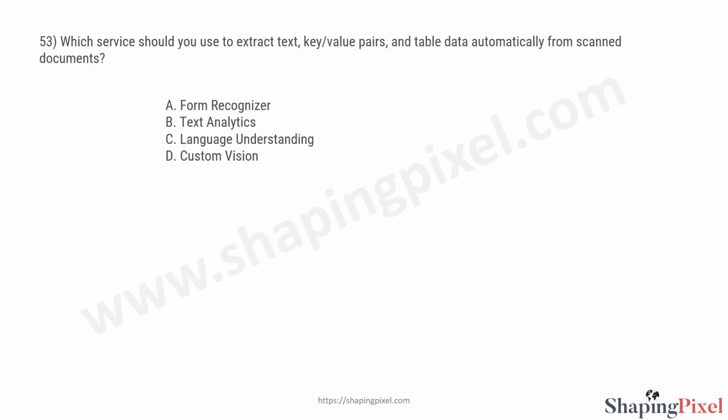So question number 53. Which service should you use to extract text, key value pairs, and table data automatically from scanned documents? And we have four options: form recognizer, text analytics, language understanding, custom vision. So the right answer here is option A, form recognizer.